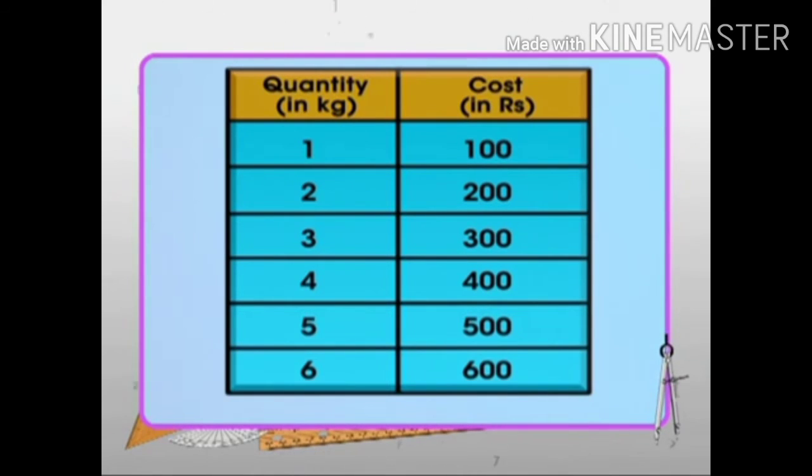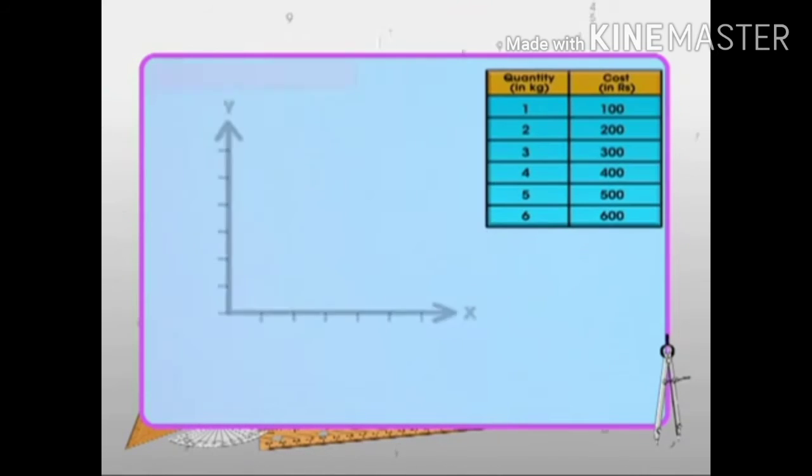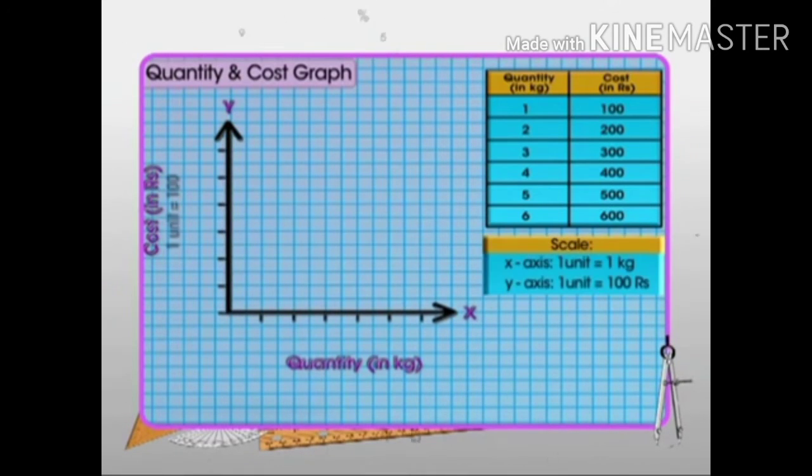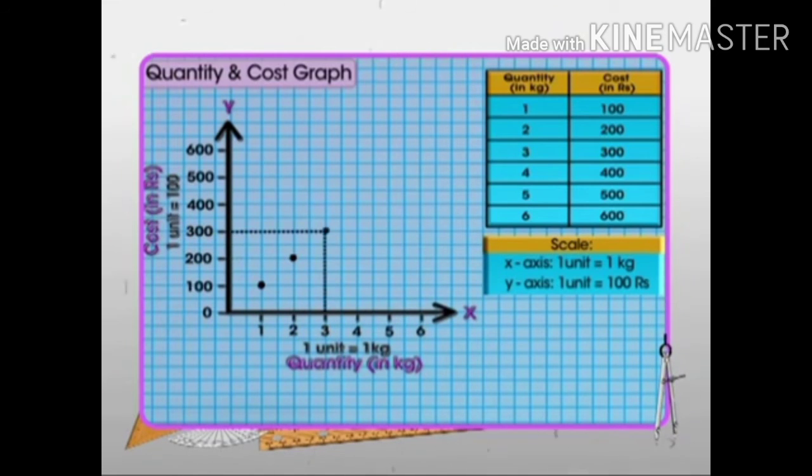In this data, the quantity of apples is the independent variable and price is the dependent variable. So, while we plot the graph between quantity versus cost, we can represent the cost on the y-axis using a scale of 1 unit equal to rupees 100 and the quantity on the x-axis using a scale of 1 unit equal to 1 kg. Plotting the points (1, 100), (2, 200), (3, 300), and so on.